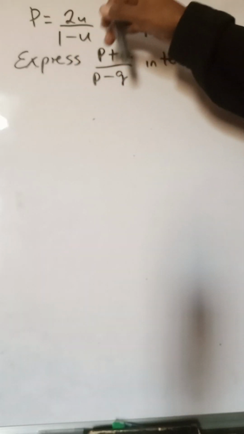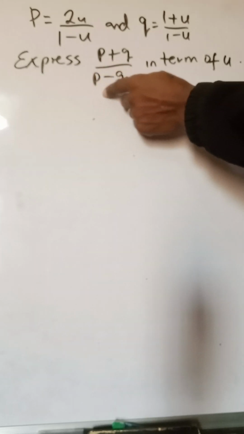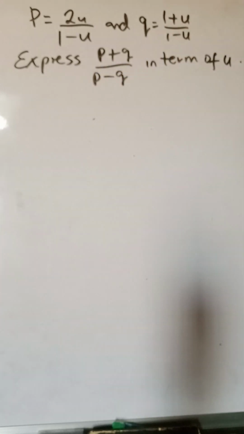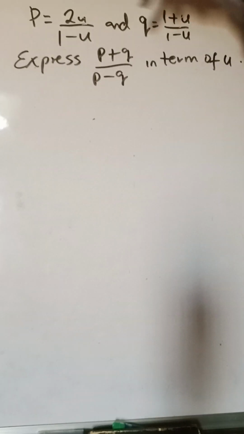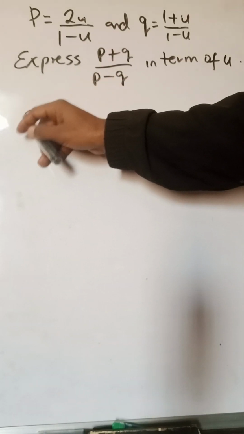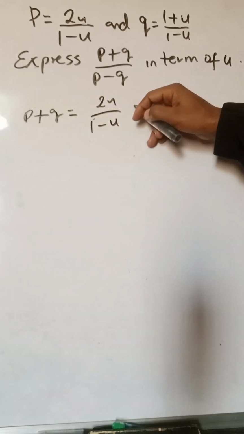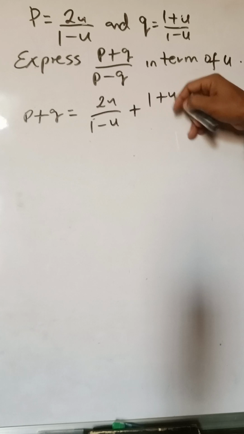Okay, so if P is what we have here and Q is this, we want to express this expression in terms of U. So simply you replace P and Q with their representatives, right? Now you can start out this way. P plus Q is 2U over 1 minus U plus 1 plus U over.